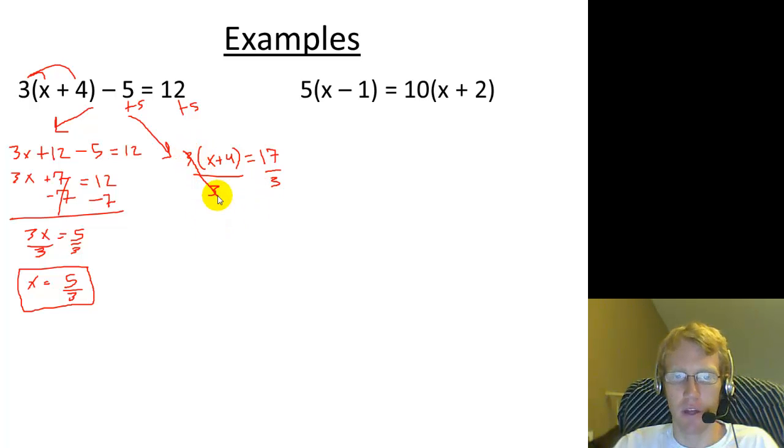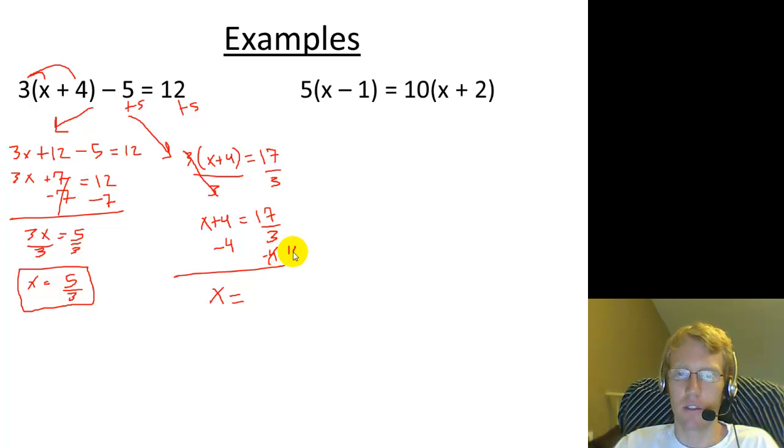So we divide by 3, and now we have x plus 4 equals 17 thirds. And then the last thing we need to do is subtract 4, and we get x equals 17 thirds minus 4. 4 we could write as 12 thirds to get a common denominator here, and 17 minus 12 is 5 thirds.